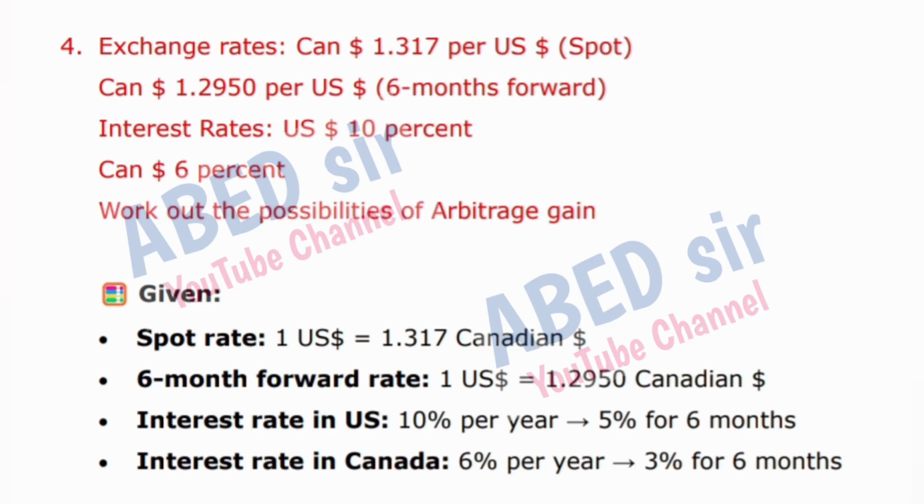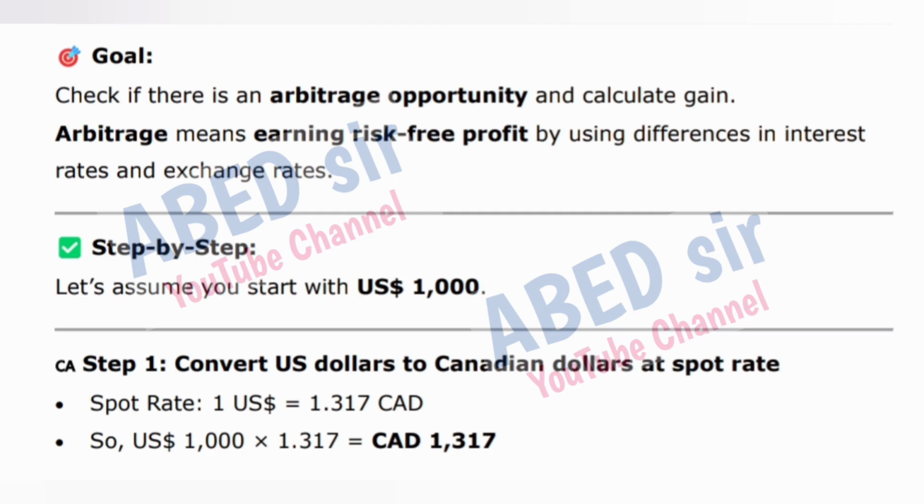Given spot rate 1 US dollar is equal to 1.317 Canadian dollar. 6-month forward rate 1 US dollar is equal to 1.2950 Canadian dollar. Interest rate in US 10% per year, 5% for 6 months. Interest rate in Canada 6% per year, 3% for 6 months. Goal: check if there is an arbitrage opportunity and calculate gain. Arbitrage means earning risk-free profit by using differences in interest rates and exchange rates.